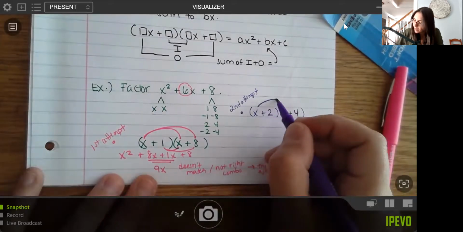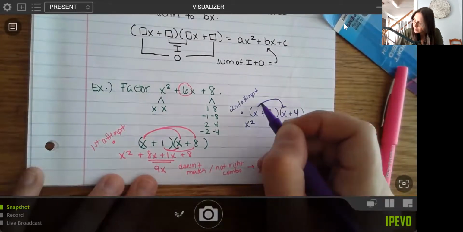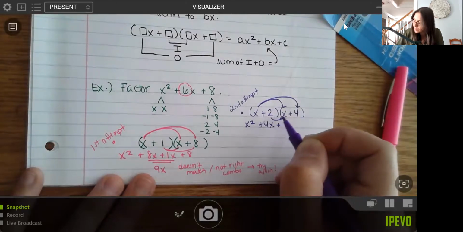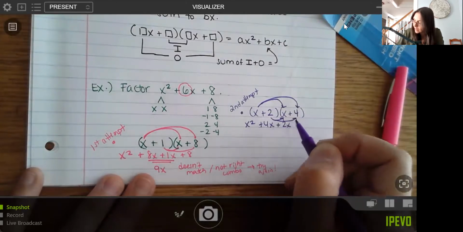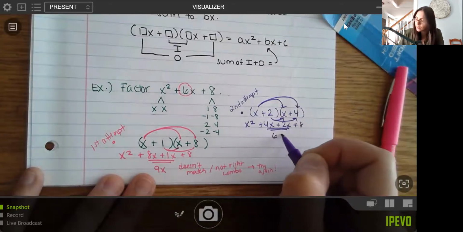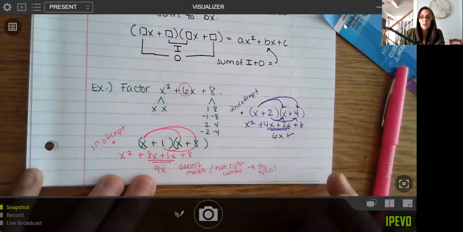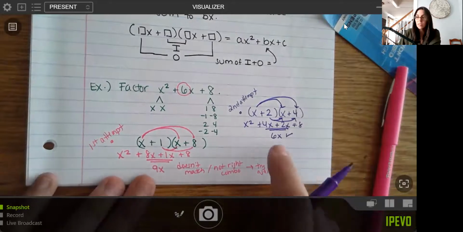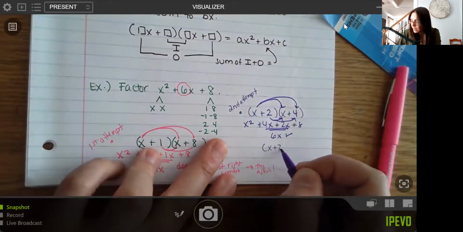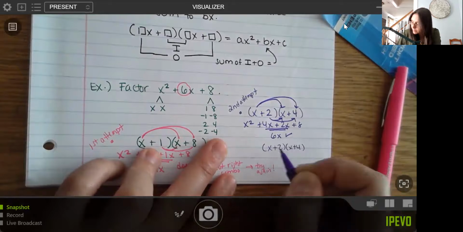If I multiply it out, I get that x squared. Here I get the 4x. On the inside two parts, I get the 2x. And then here I get the +8. So if I look at that inside and outside term, 4 plus 2 is 6, and this one is correct. Because it matches the original value, my solution then is x plus 2, x plus 4.